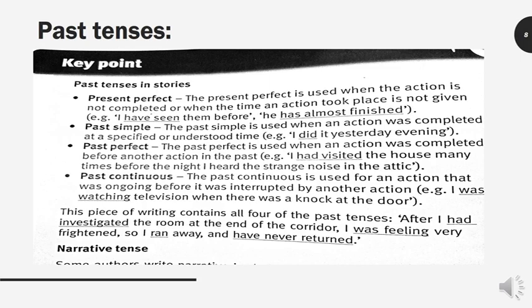Finally, which we explained this week, was past continuous. Past continuous is used for an action that was ongoing before it was interrupted by another action. So it's usually used with when and while. The example here: I was watching television when there was a knock at the door. So he was doing something and it was interrupted by another thing. This is something that you need to know.